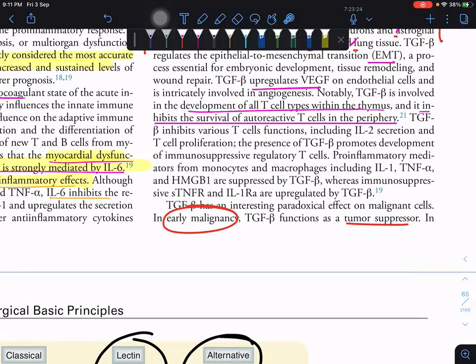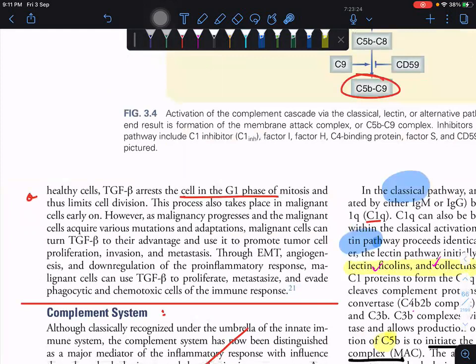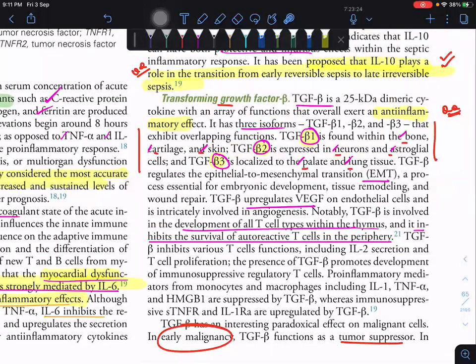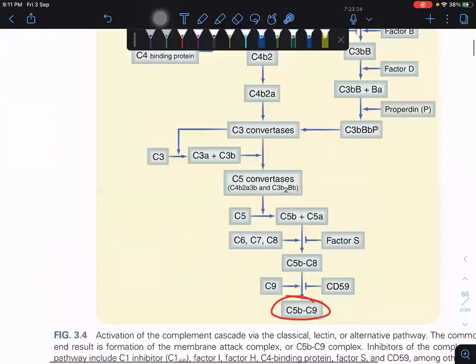What is the paradoxical effect? In case of malignancy, in early malignancy, it acts as a tumor suppressor gene. But in late malignancy, it will act as a tumor promoting gene. Okay, it's not a tumor suppressant. It will enhance the tumor in the late process of the tumor, because we already saw it is involved in the epithelial to mesenchymal transition, which is very important for malignancy. So TGF beta regulates the EMT. In early malignancy, it will act as a tumor suppressor. Late, it will act as the opposite. So the main thing: in the early case, it acts as a tumor suppressor.